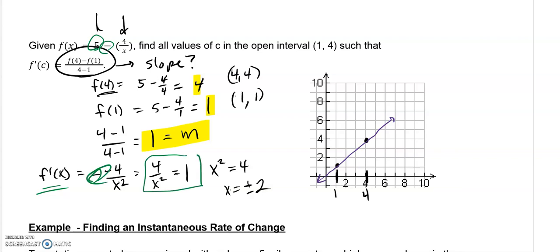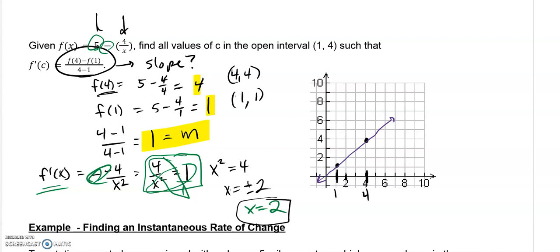So then we set this equal to 1, and you could cross multiply here. I put that over 1. And you would get x squared is equal to 4, or x is equal to positive or negative 2. Now in this case, look at our interval. 2 fits into this interval, but negative 2 does not. So we're only looking at x equals 2. So when x equals 2, it's going to be right there. That is the answer. The only place where the slope of the tangent line is equal to the slope of the secant line is at x equals 2.